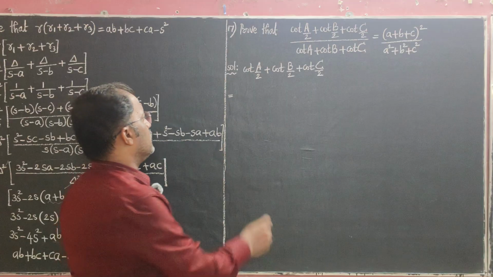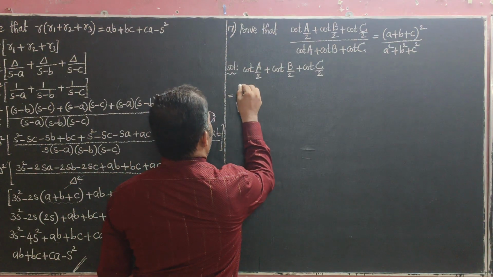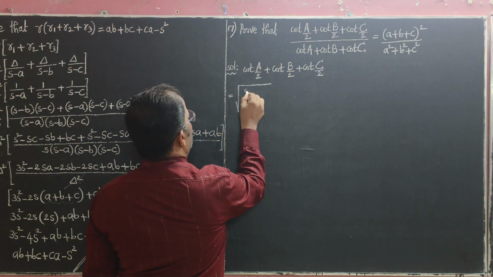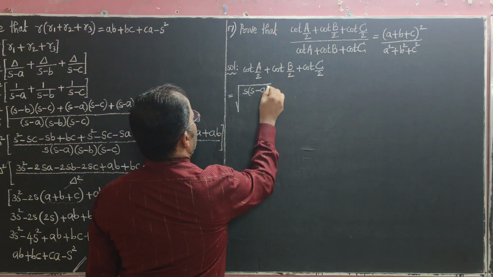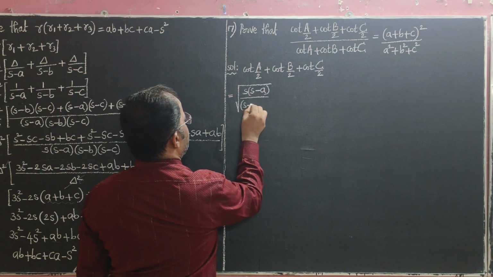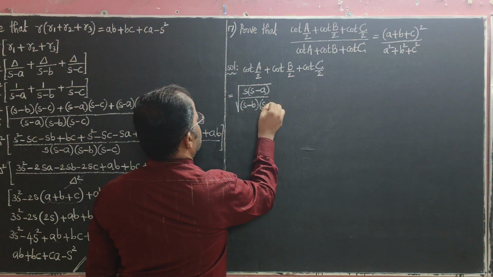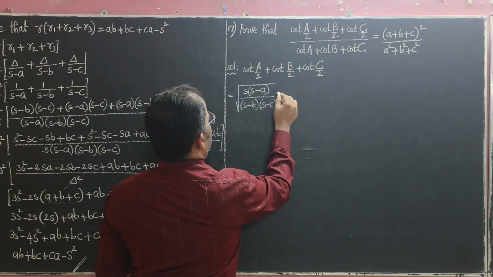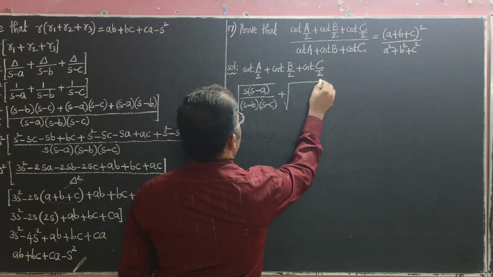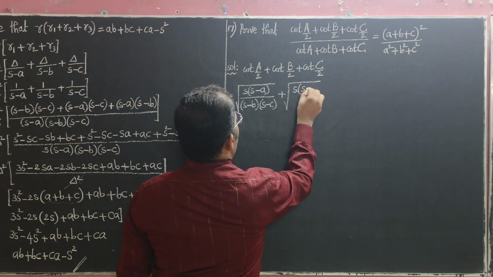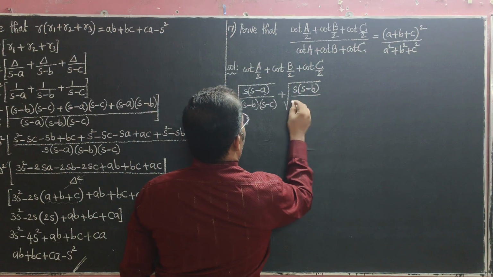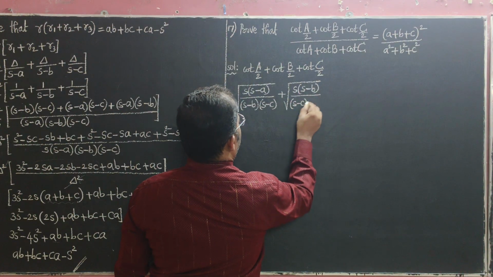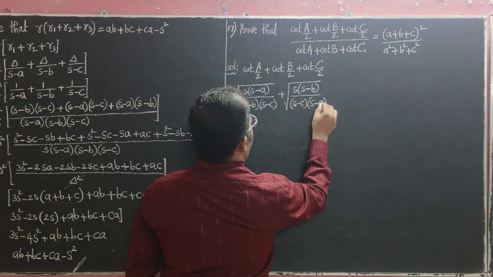So cot A by 2 means square root of s into s minus a by s minus b into s minus c, and plus cot B by 2, square root of s into s minus b by s minus c into s minus a.